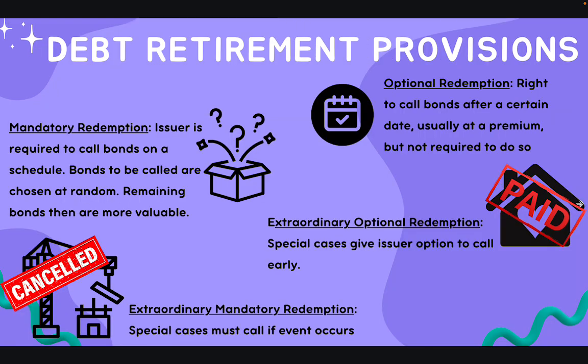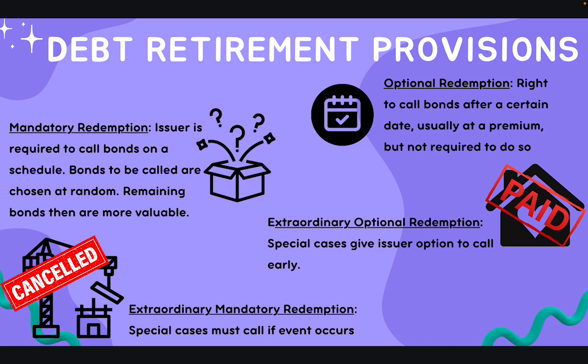Okay. There comes a time in situations in which debt is retired, that means it's paid off. And there are ways in which it's paid off. One of them is called a mandatory redemption. So think of putting all of the bonds that are owed to the different people in a box. The issuer is required on a set schedule to call certain bonds to pay them off.